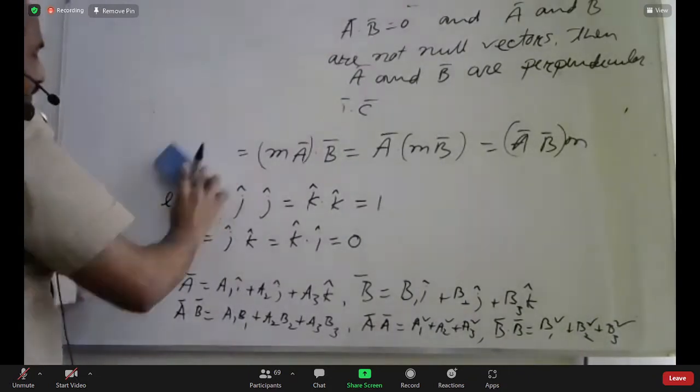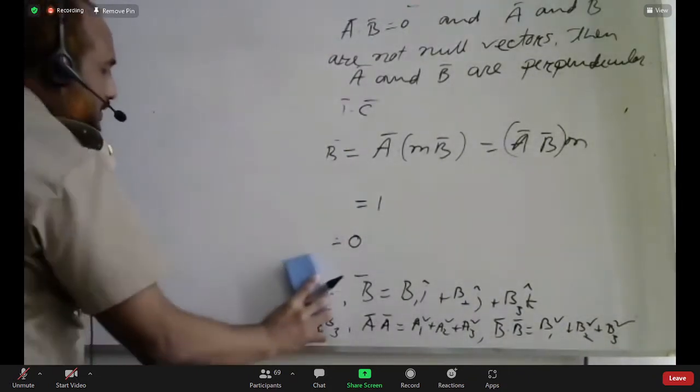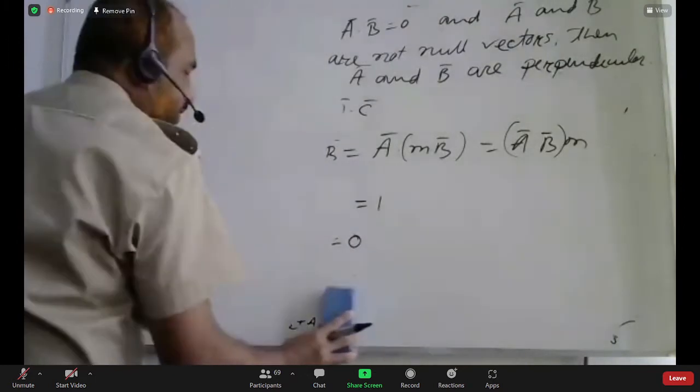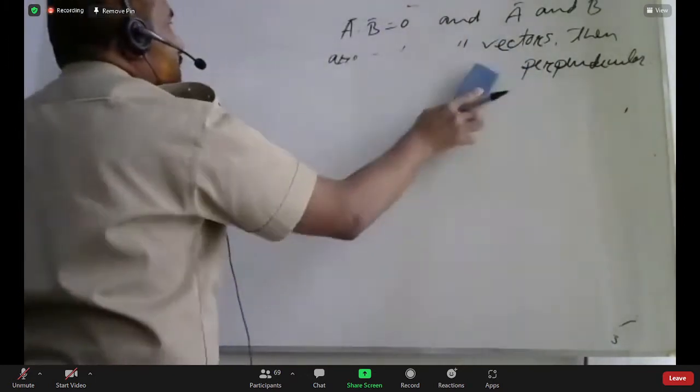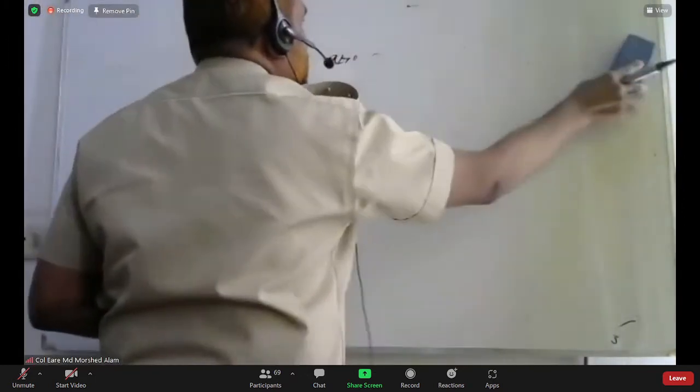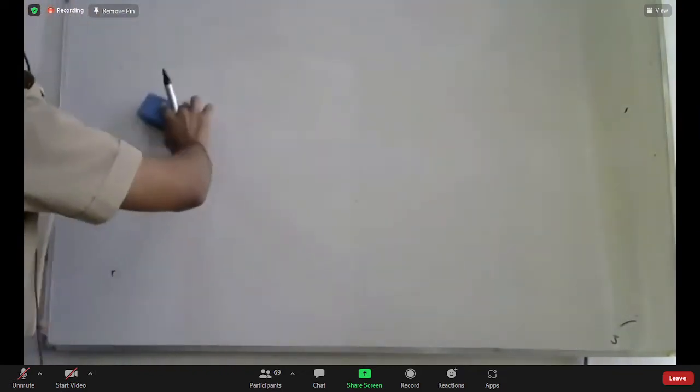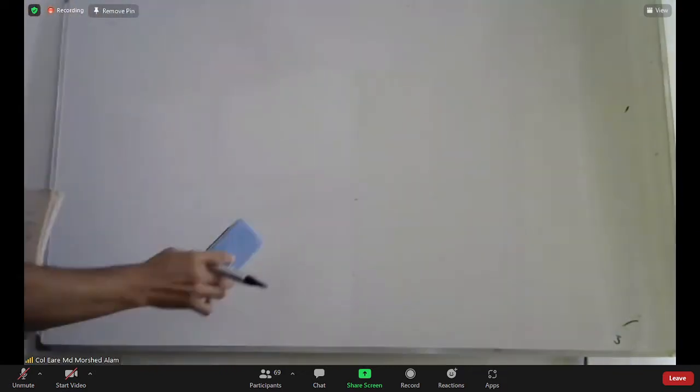So these are the scalar product. These are the characteristics of the scalar product. All these things you have to remember, and these things are very easy. Vector itself is very easy if you understand.